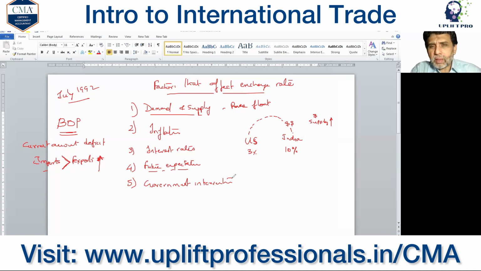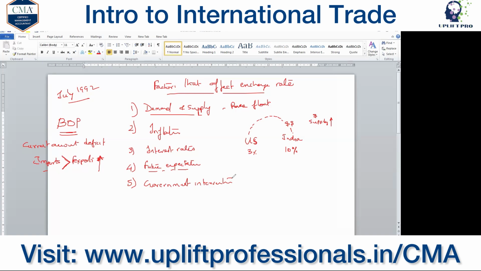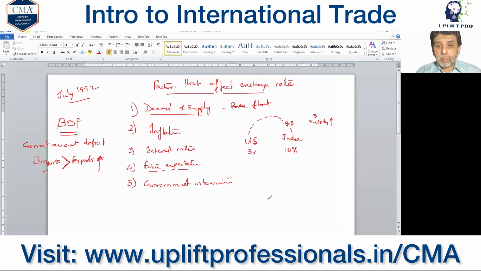Pure float is very simple. I think very few countries adopt that. They let demand and supply decide the exchange rate, without government intervention. For example, if there's demand for dollars, the dollar goes up in price, right? Suppose $1 is rupees 80. If the demand goes up, soon it will become expensive. It will become rupees 83.